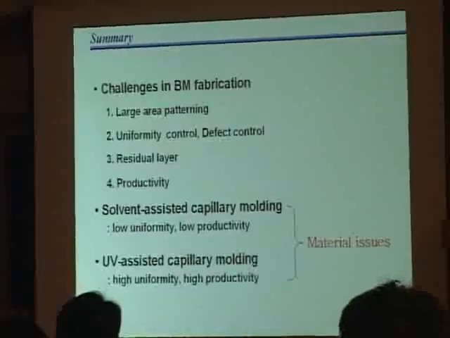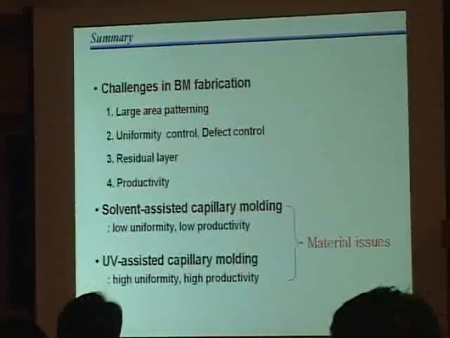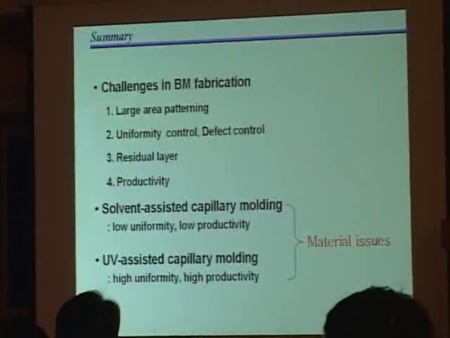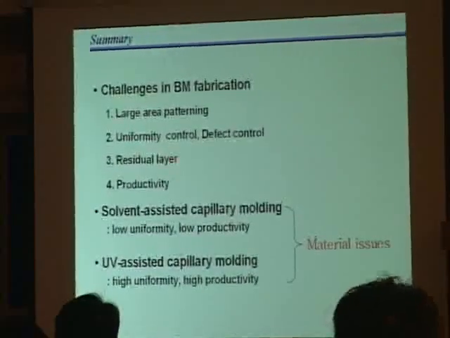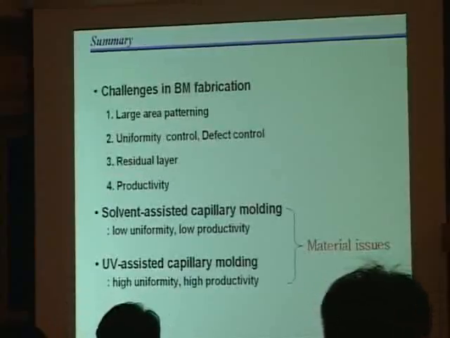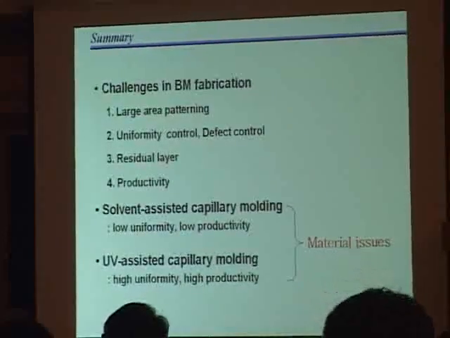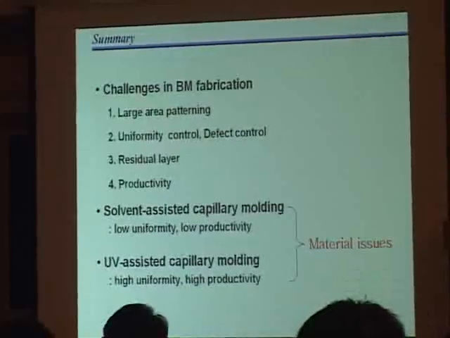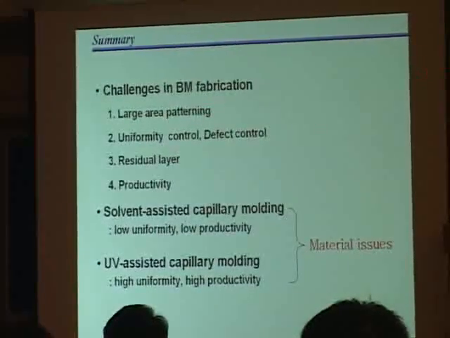So let me briefly summarize our results. There are some challenges in volumetric fabrication using contact-based technology. One is, of course, large area patterning. The second is uniformity control. Defect control is also difficult. And the residual layer should be completely removed, hopefully, or an additional etching step is needed.